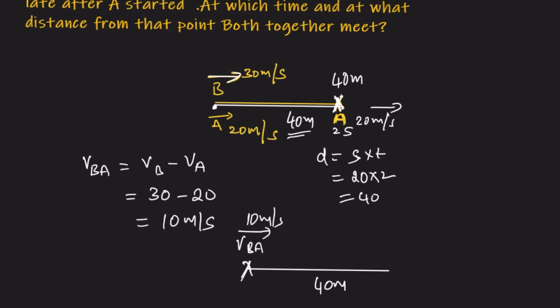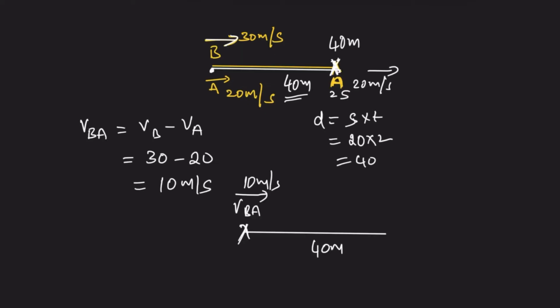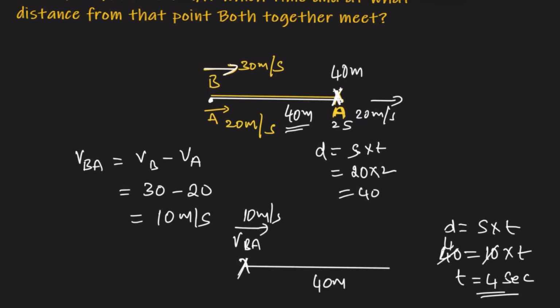How much time is taken to cover 40 meters? We know that distance is equal to speed into time. Distance here is 40, speed is 10, and I want to calculate the time. So 10 times T is 40, so T is equal to 4 seconds. After 4 seconds they meet. The question is, at what distance from that point do they meet? The distance is calculated from this point.